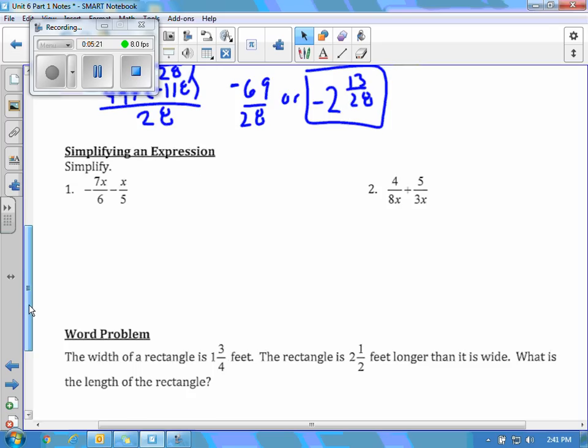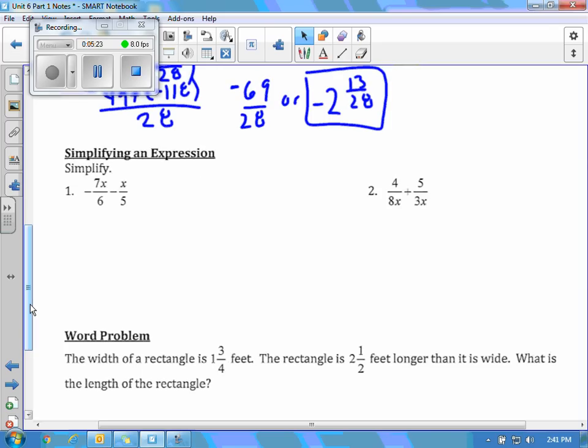Looking at the bottom of this page, now we're simplifying. We have variables involved, but again, we're still working with expressions that don't have common denominators. So if you look at, I'm going to leave number 1 for you guys. I'm going to do number 2. I have 8x and 3x, so my least common denominator is going to be 24x. So I need to rewrite these over 24x.